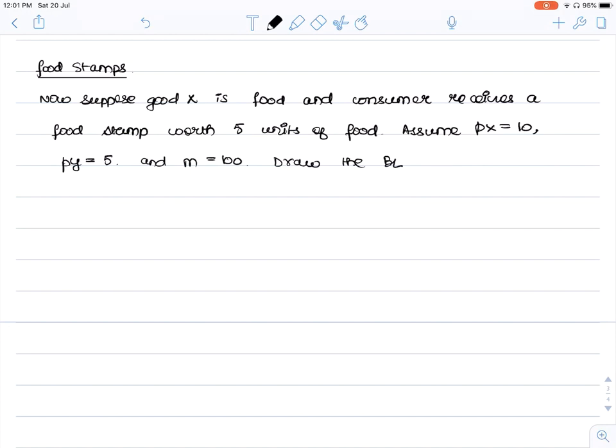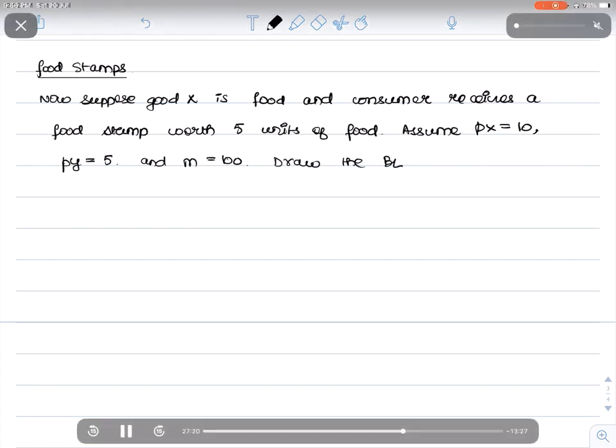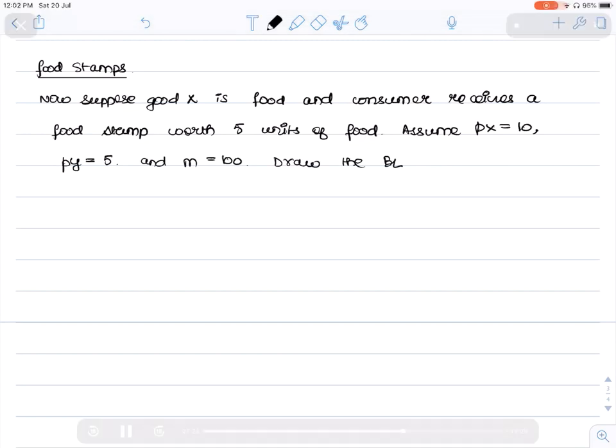So pause the video and try to do it yourself first. Think about it. This is a simple case. You do not have to pay anything for the first 5 units of food. You'll be asked to pay only beyond 5 units, not for the first 5 units at least. So I will write that also.